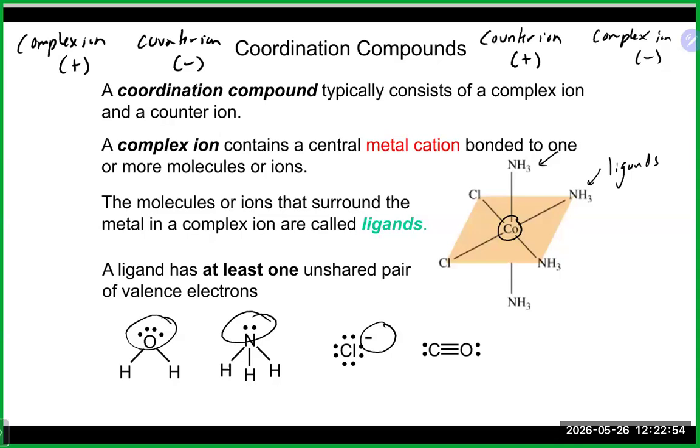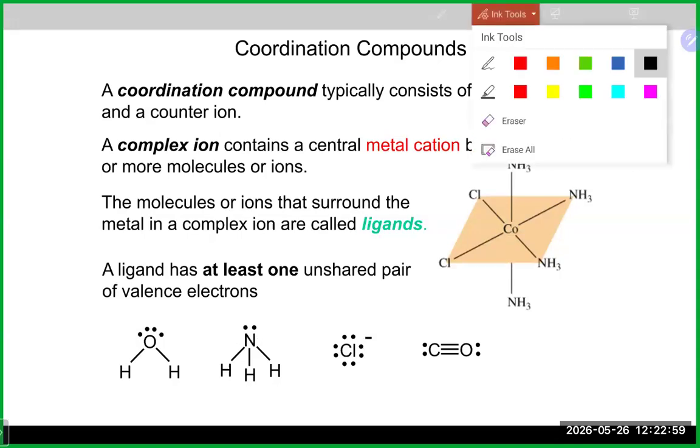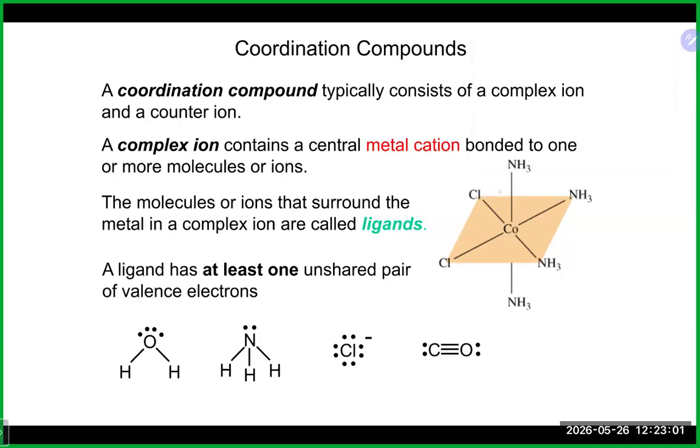So if we take a peek at that picture that was on the previous slide, when we look at this complex ion in the middle, directly attached to the cobalt is this nitrogen off of this NH3. It is this nitrogen off of this NH3. It is this nitrogen. It is this nitrogen. And now each of these chlorides are also basically given those electrons.